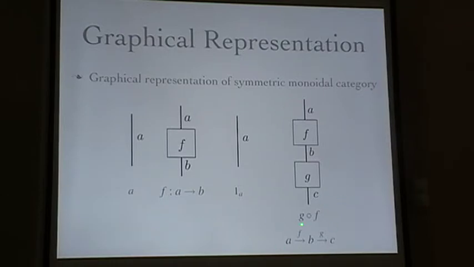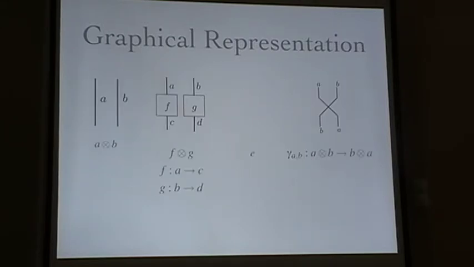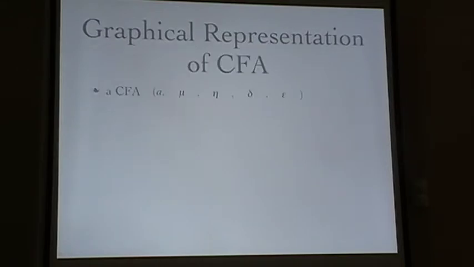This diagram shows a ZF. A tensor product is expressed by horizontal juxtaposition like this, and the unit object is expressed by no line. And they are symmetric monoidal category, so this symmetric natural isomorphism is expressed as intersection. Then, using this representation, a CFA can be written graphically.